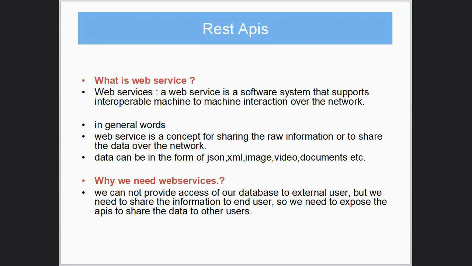Why do we need web services? We cannot provide the access of our database to external users or external organizations, but we need to share the information to the end user. So we need to expose the APIs to share the data to other users.